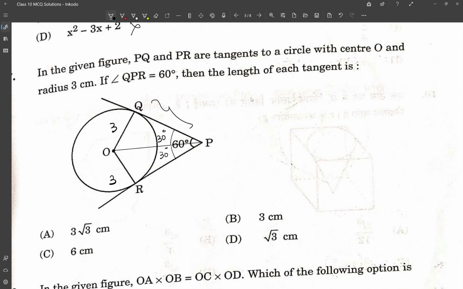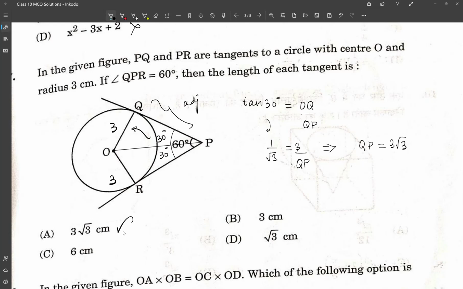So I'm going to use tan 30. It's a mix of circle concept and trigonometry concept. Why am I using tan 30? Because the opposite side is given, the adjacent side is asked, the tangent's length is asked. So tan 30 is equal to OQ divided by QP. Tan 30's value is 1 by root 3. So that is equal to, do we know OQ? Yes, that's 3. Do we know the tangent's length? So QP is equal to 3 root 3.